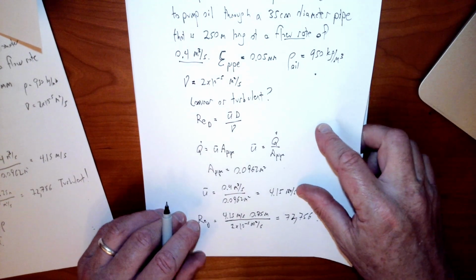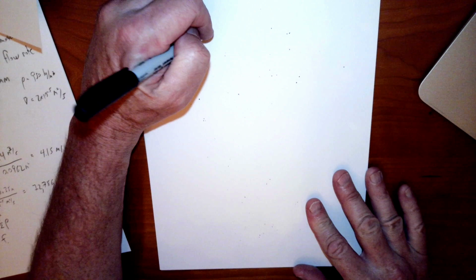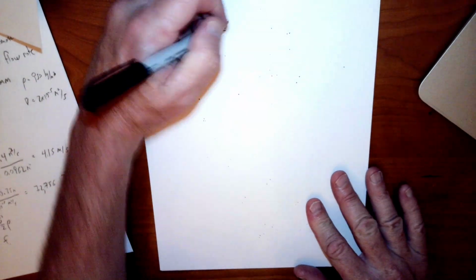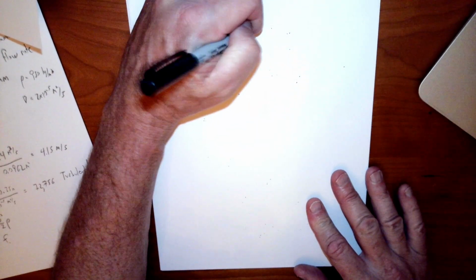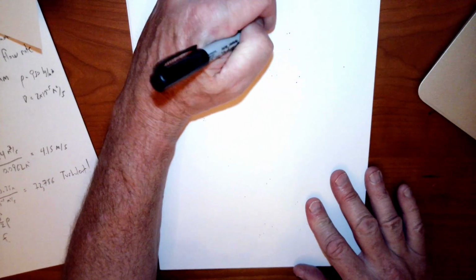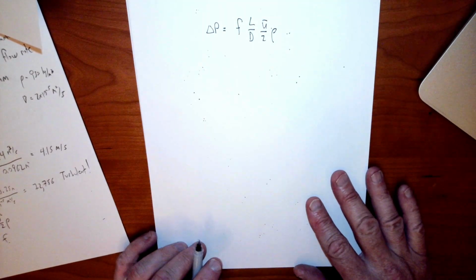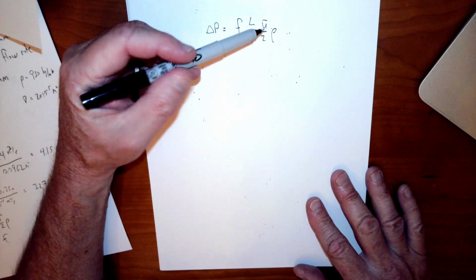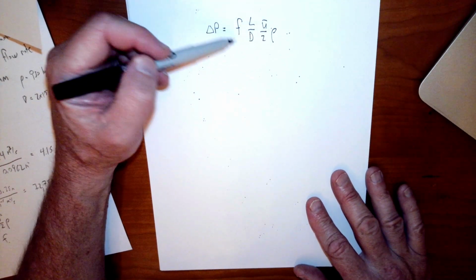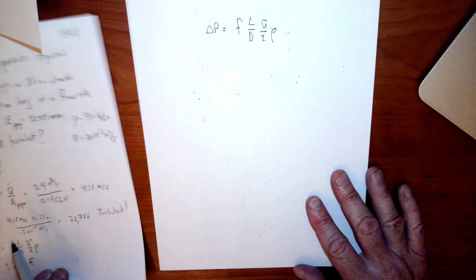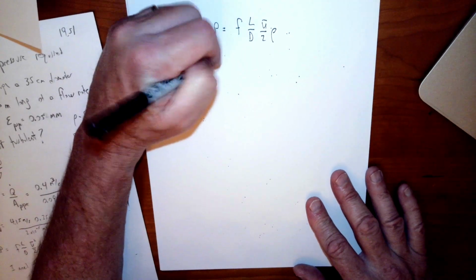To find the pressure drop, therefore, I have to use the friction factor. The friction factor formula for pressure drop: delta P equals f times L over D times the average velocity squared divided by 2 times rho. So I know L, I know D, I know average velocity, I know rho. The only thing I do not know is the friction factor. So I need f.